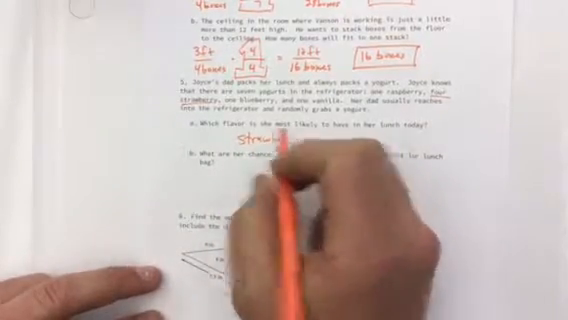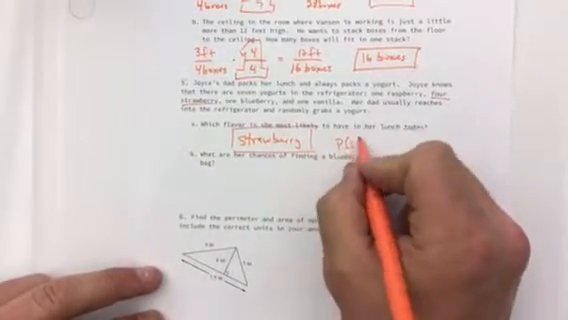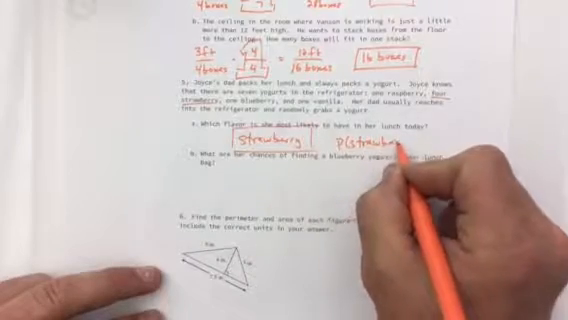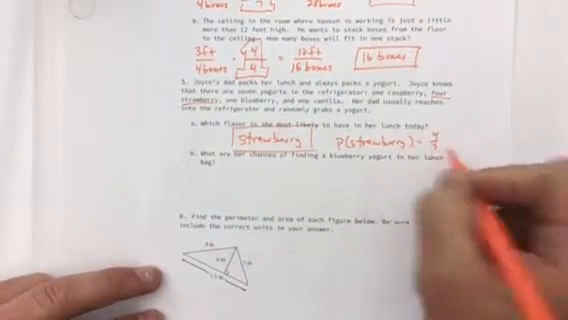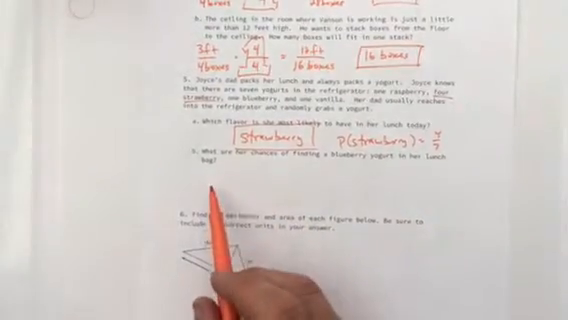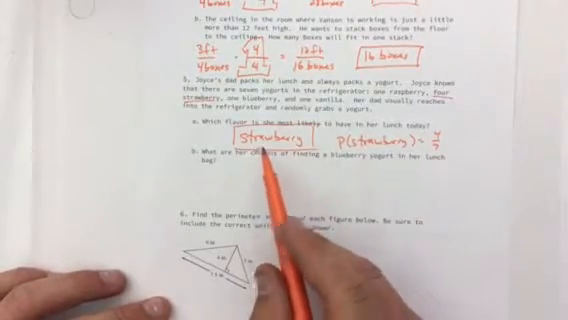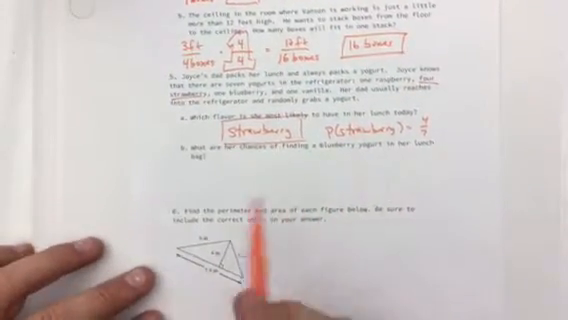My favorite mistake with this one was people misspelling strawberry. Right? Probability of strawberry equals 4 over 7 because there's 7 yogurts total. You didn't need this, but it was nice. Would we have gotten it wrong? You did not get it wrong if you misspelled strawberry. Thank you, Noah, for interrupting the video.